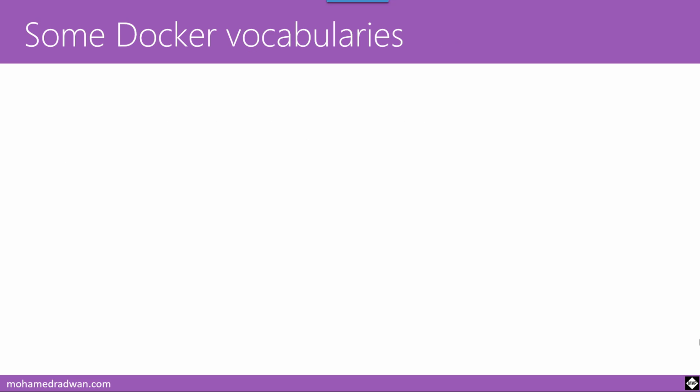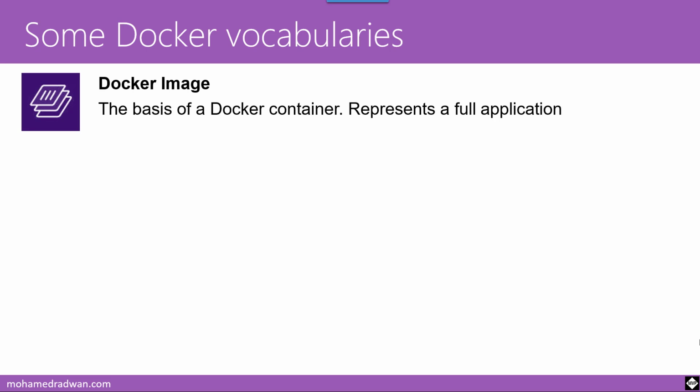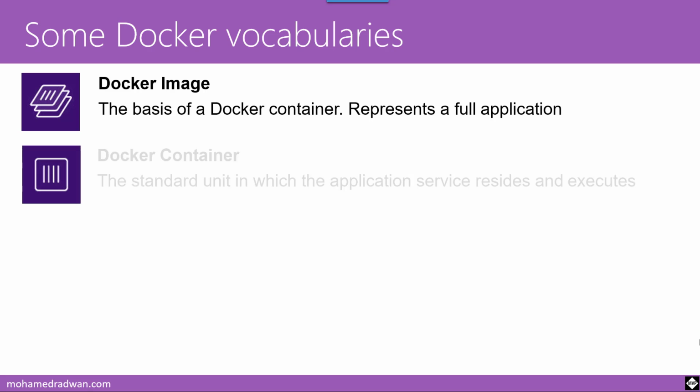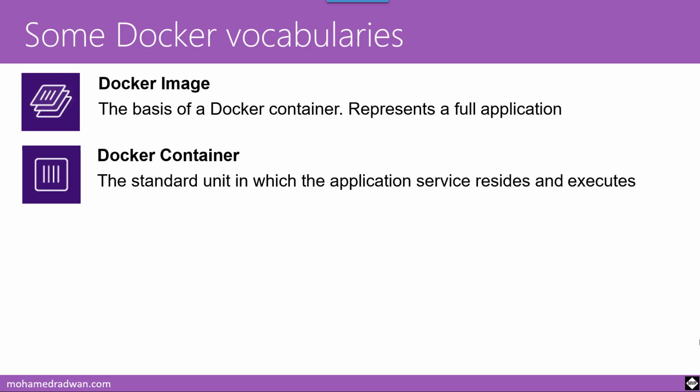So let's see some of the Docker vocabulary. Docker image: this is the basis of a Docker container and it represents all your application. So it has all your application code and runtime and so on. The Docker container is the standard unit in which application services exist and execute.